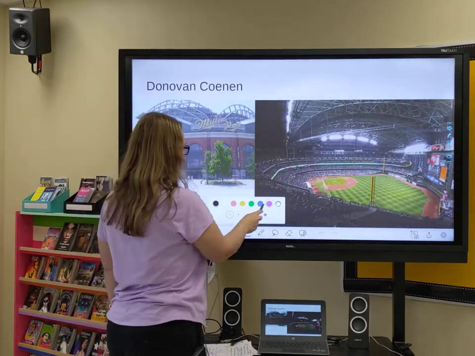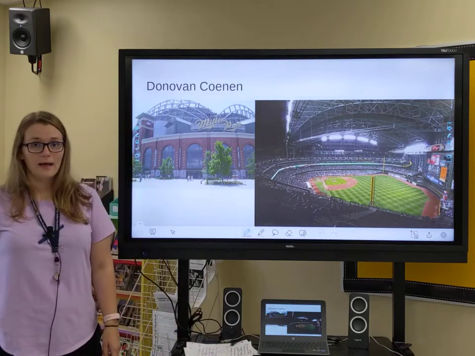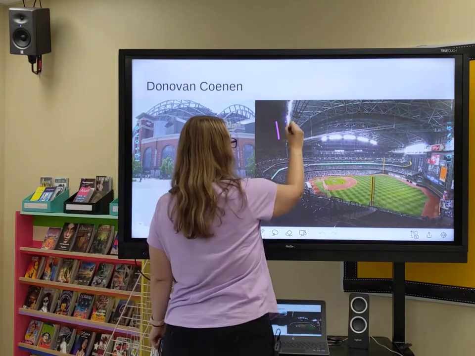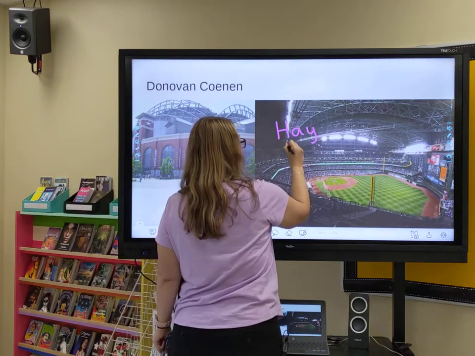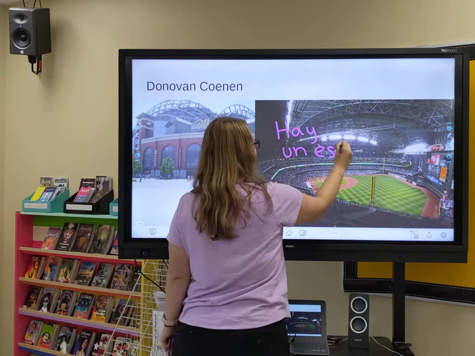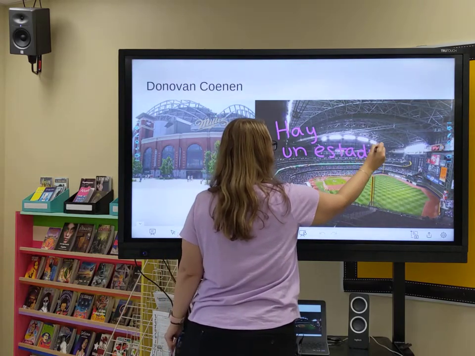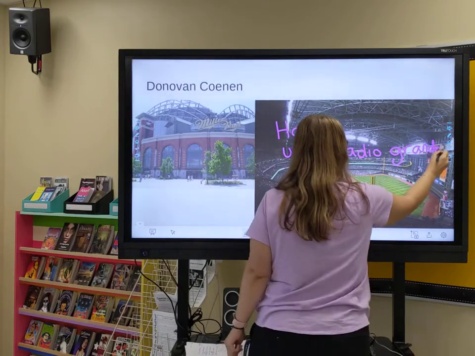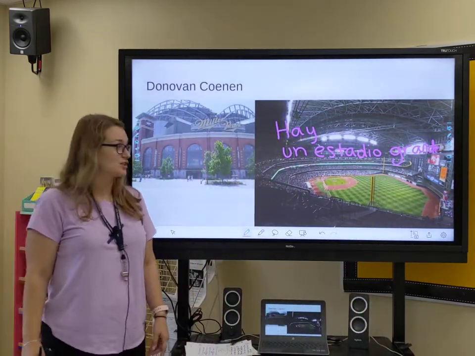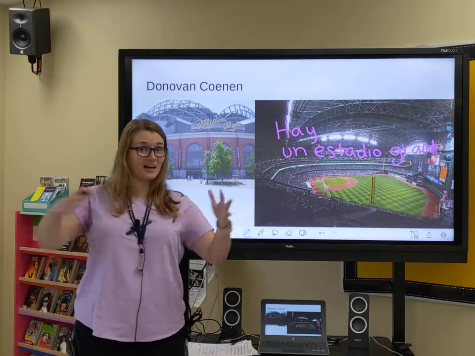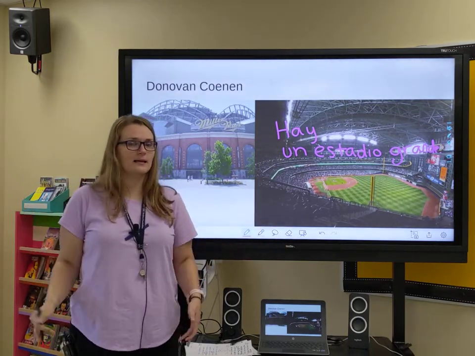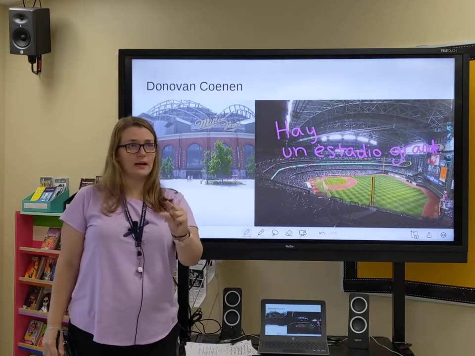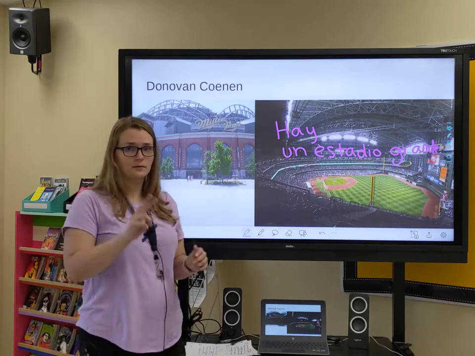Let's pick a color we're going to be able to see. All right. En la foto de Donovan, hay un estadio grande. That's my first sentence. You should write that down in Spanish, and you should write next to it what it means in English. Hay un estadio grande. There is a big stadium. So you should have Donovan, number 1. Hay un estadio grande. There is a big stadium.